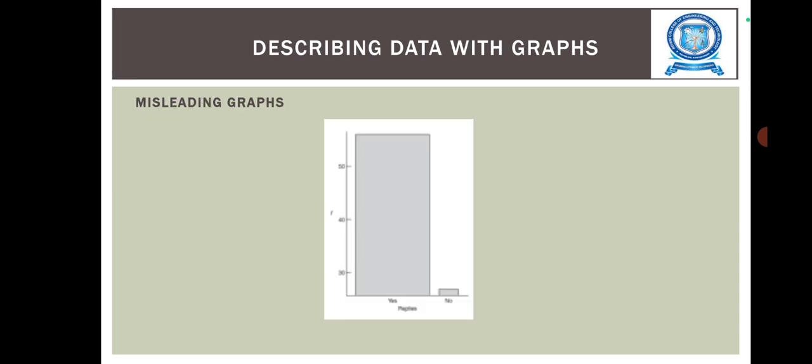The next one is misleading graphs. That means graphs can be constructed in an unscrupulous manner to support a particular point of view. Popularly it is said that numbers do not lie, but statistics do. And there are three kinds of lies: lies, damned lies and statistics.